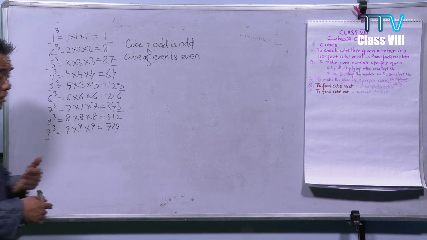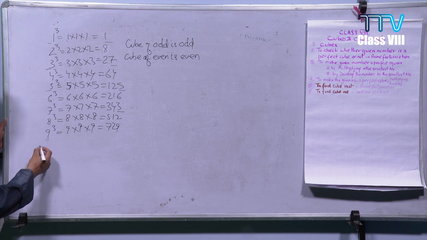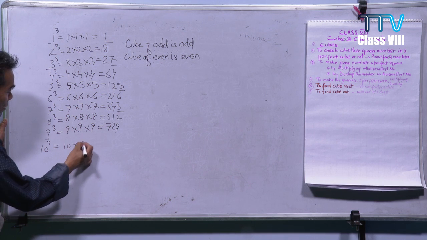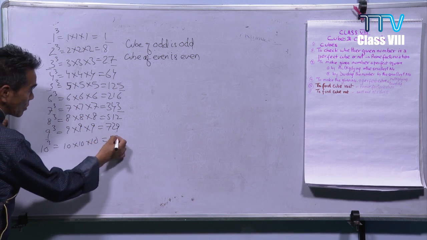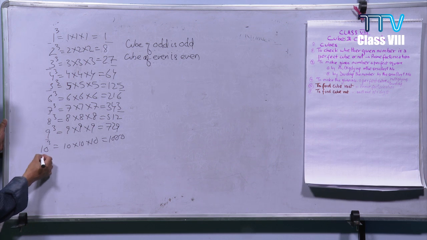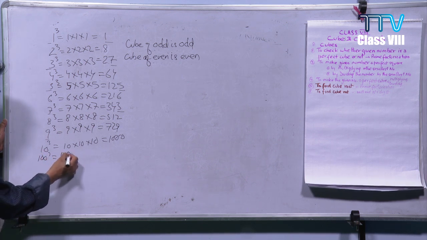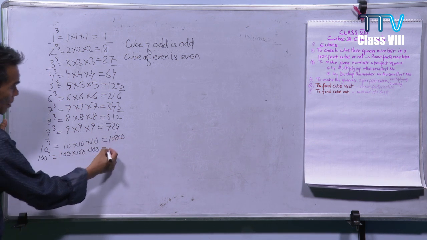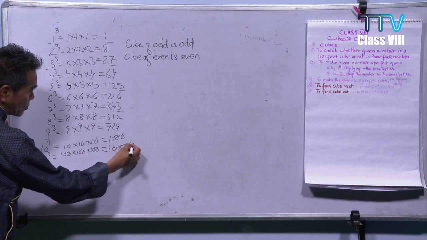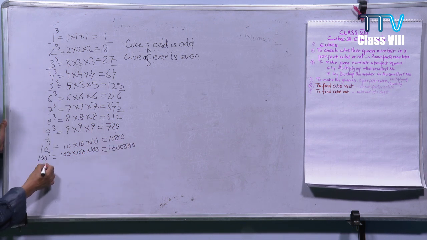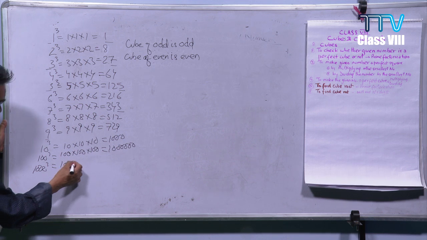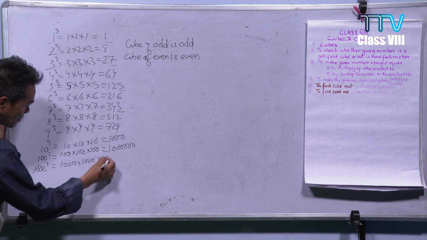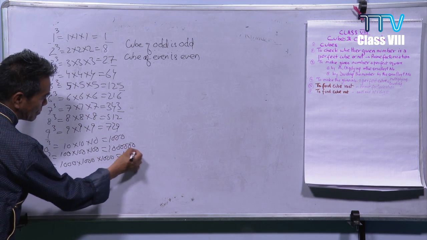Now, what about numbers that end with 0? 10 cubed, 10 multiplied by 10 multiplied by 10, is equal to 1000. 100 cubed, 100 multiplied by 100 multiplied by 100, is equal to 1,000,000. 1000 multiplied by 1000 multiplied by 1000 is equal to 1,000,000,000.